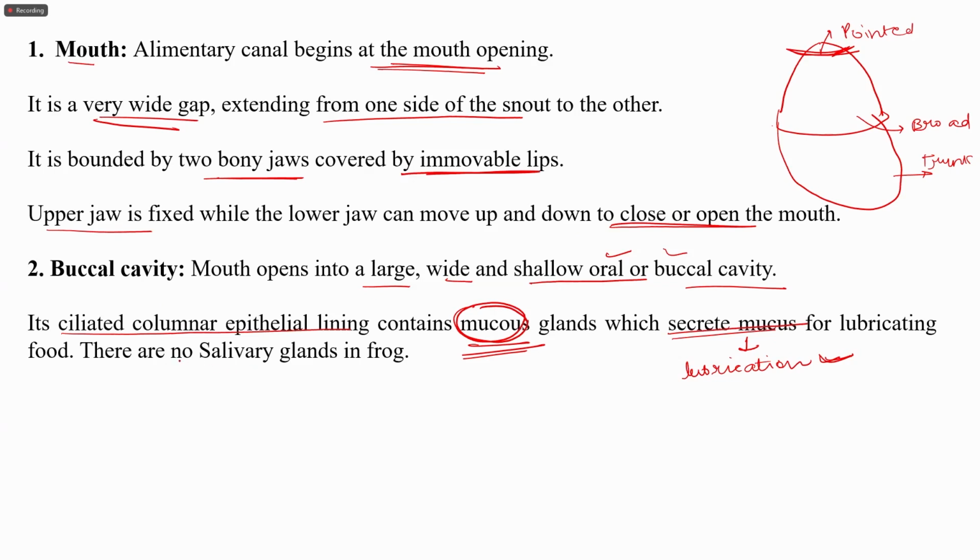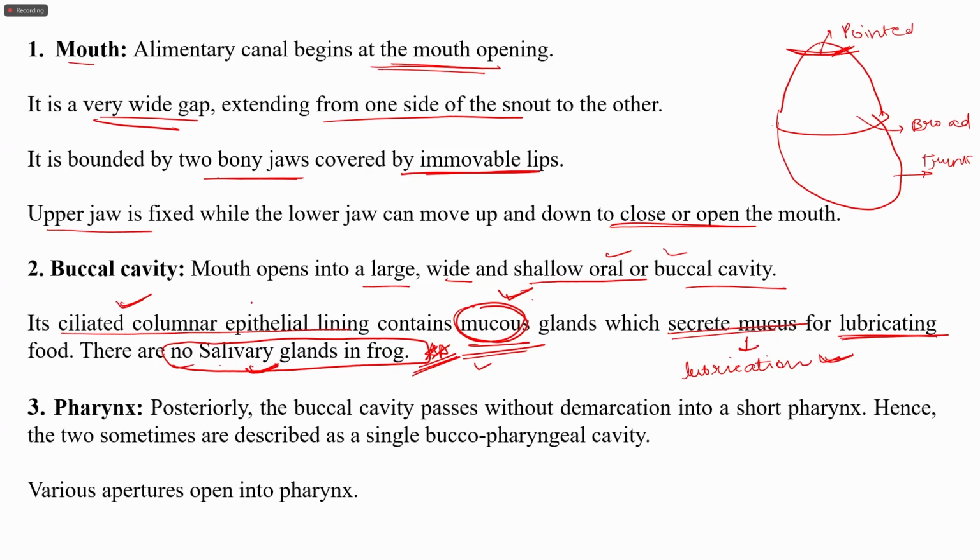One very important thing is that there are no salivary glands in the frog. Therefore, no digestion of food starts even in the mouth or the buccal cavity, because there are no salivary glands or enzymes present that help in the digestion of food there. However, it contains ciliated columnar epithelium that secretes mucus, and this helps in the lubrication of the food, therefore allowing the easy passage of food into the alimentary canal.